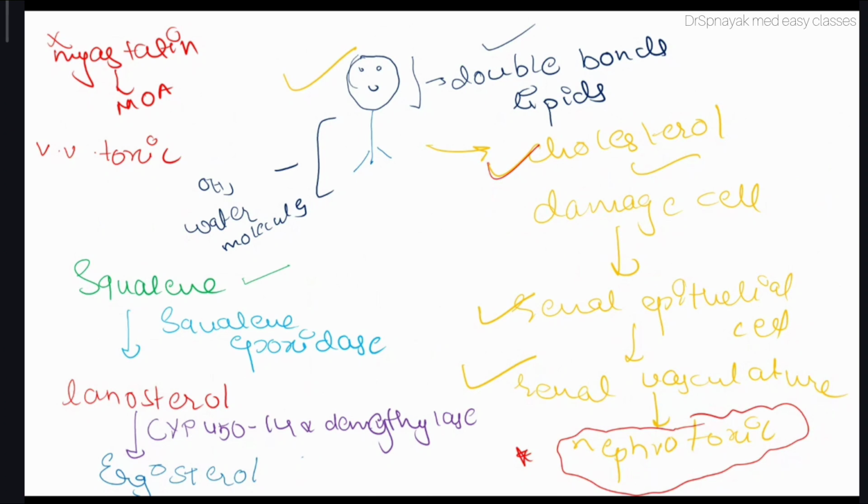Squalene, being the starting material, in the presence of squalene epoxidase, gets converted to lanosterol. This lanosterol, in the presence of the CYP450 enzyme, which is 14 alpha demethylase, gets converted to ergosterol.